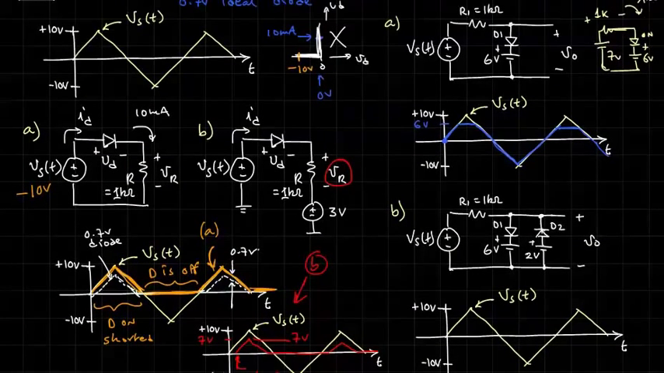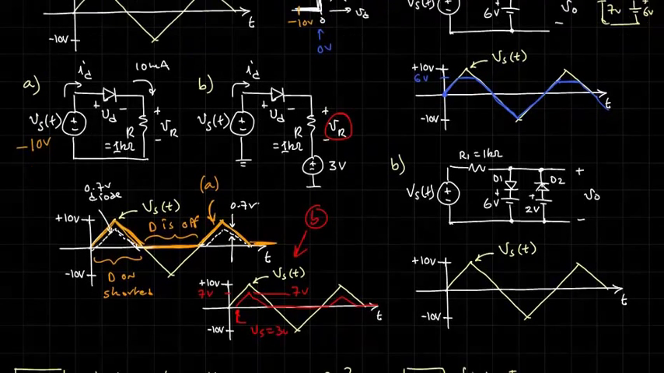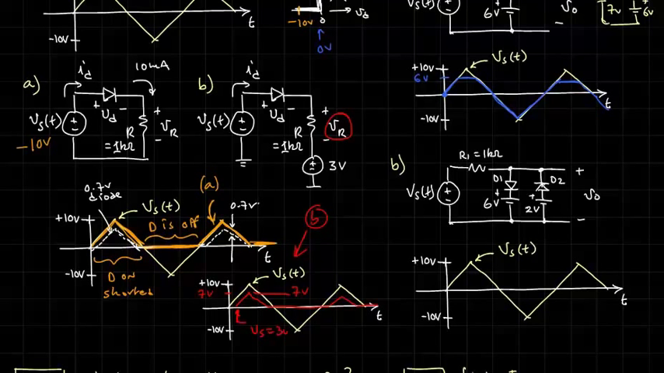Here we have the same 6 volt D1, but we've added a second diode D2 with a 2 volt source. I will just draw the result, but you try to figure it out. Maybe pause the video and think about it. Notice that D2 is in the opposite direction of D1. We'll still have the clamping at 6 volts. But now let's think about this one case. What if Vs is equal to 0?